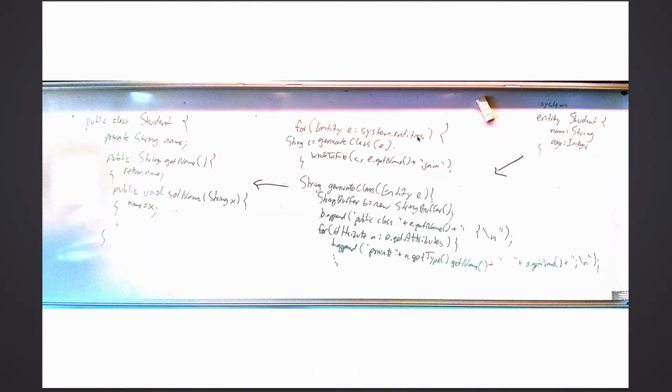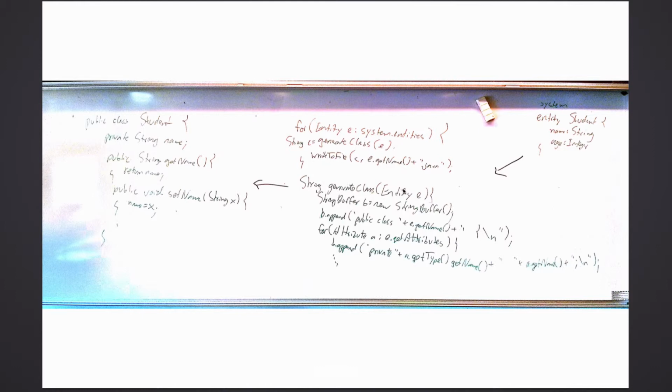Here there's a small slide about code generation. If we have a small system like this with a student with a name and an age, how would you generate code from it? If you were to write plain Java code, it would be something like this. For each of our entities, generate the code for this and then write it to a file.